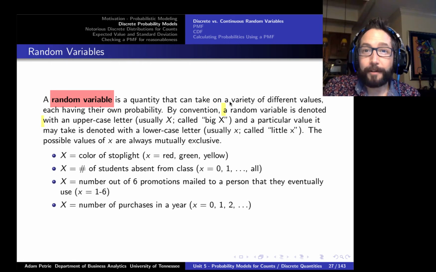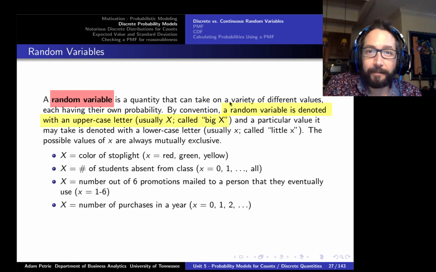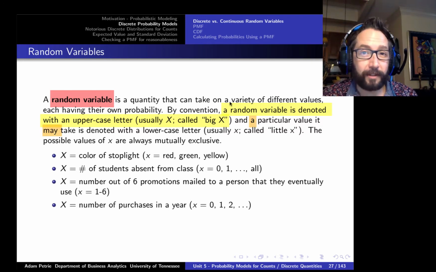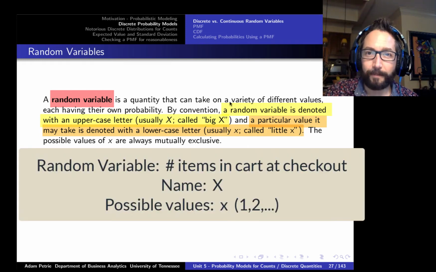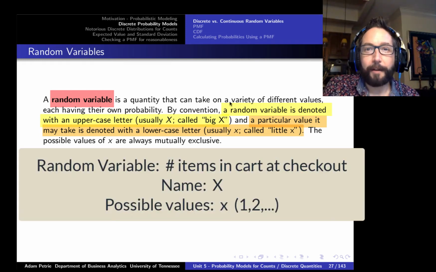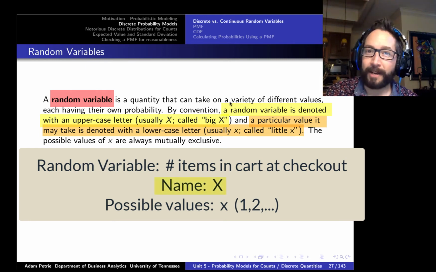So the name of our random variable we're going to denote with a capital X, and that's going to represent this random quantity, the number of items someone's going to have in their cart at checkout. Now, what we're going to do is represent the possible values that that random variable might take with a lowercase x. So 1, 2, 3, 4, however many items that person might have in a cart. Capital X is going to be the name of the random variable. Lowercase x is going to be the list of possible values it might attain.